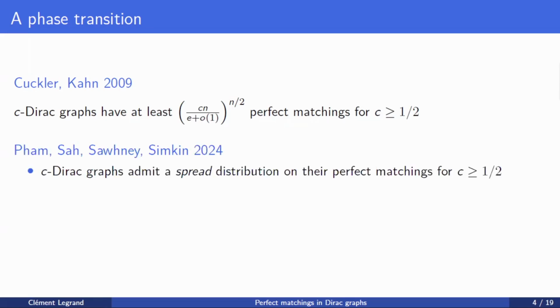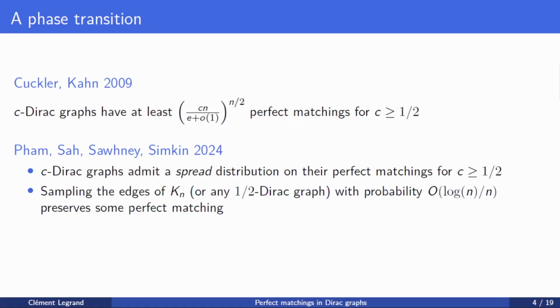But you can also say something about how those matchings are distributed in the graph. There's a result from 2 years ago where they built some sort of distribution on perfect matchings in a c-Dirac graph. You don't really have to know exactly what properties this distribution verifies. But basically it says that the perfect matchings are everywhere in your graph. They're very well spread. One consequence is that if you take a 1/2 Dirac graph, it contains a perfect matching in a very robust sense.